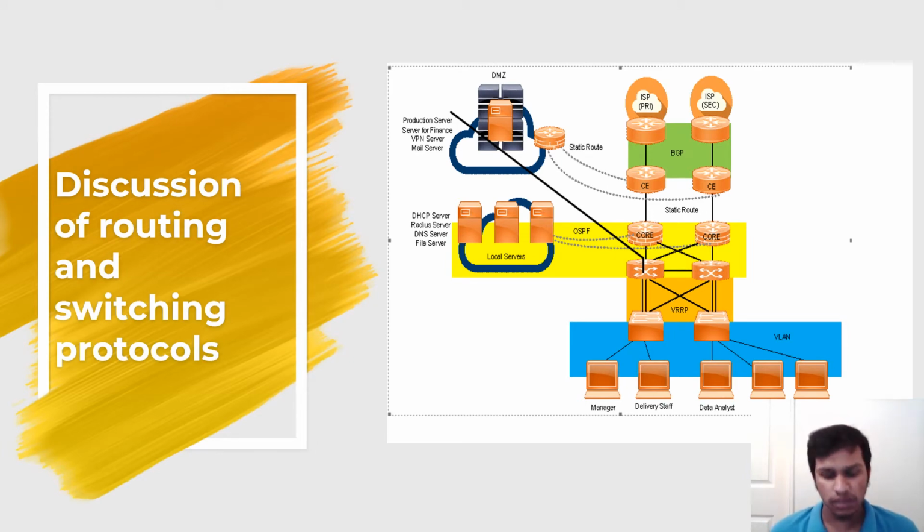Now coming to the discussion of routing and switching protocols. We'll start with BGP, which is Border Gateway Protocol, which gives stability and reachability, which the internet service provider needs, and it helps to connect to the internet very easily. Next, the static route helps to have a direct connection by the best way, giving you the best path to connect the wireless connection.